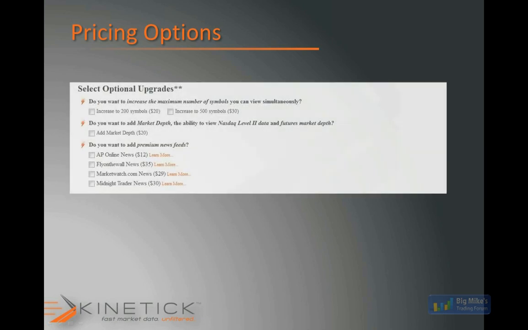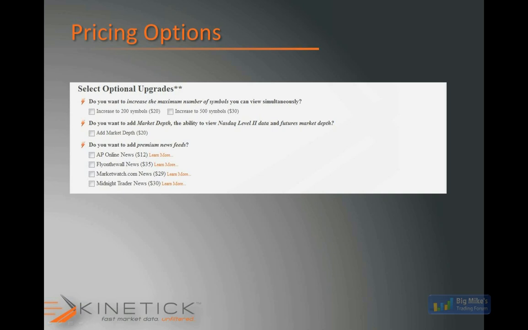When you do want to include other items, what you can do is select optional upgrades. That market depth that was available in the Superdome you can add to your account, but then there's also the premium news feeds that are available here as well that you can add to your account. If you're a big-time news trader, you can include these news feeds here as well.